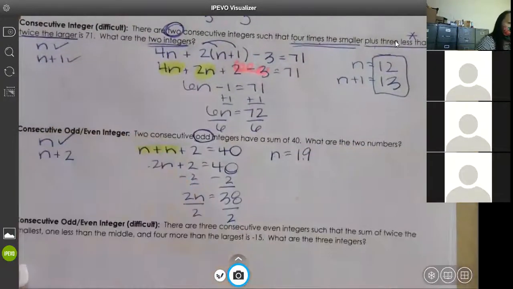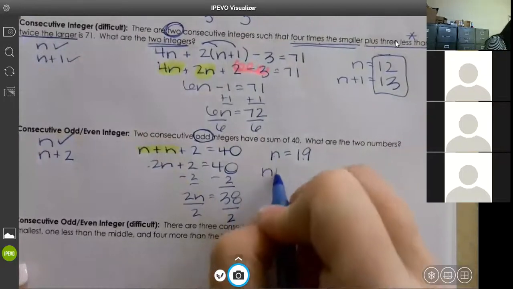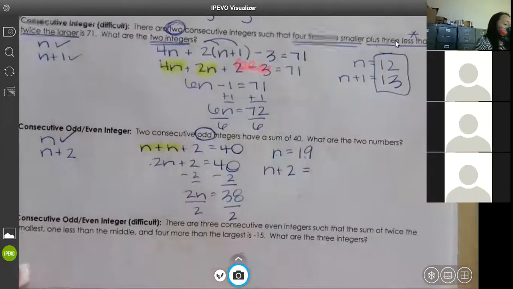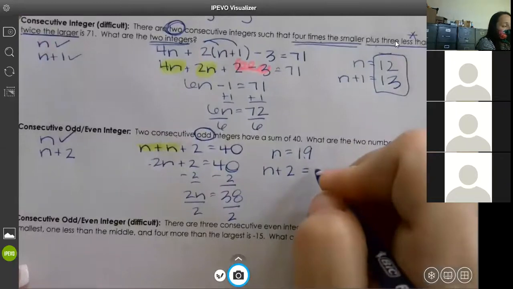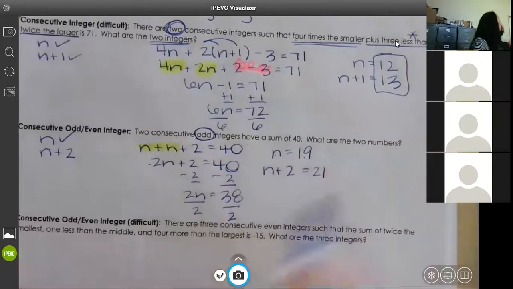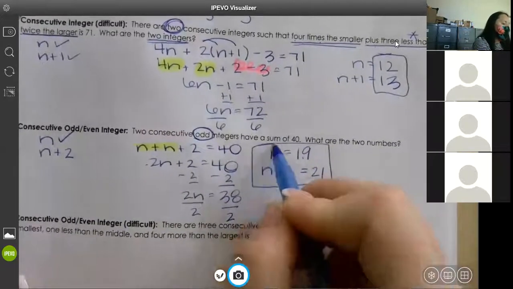So we got N. Now we need to do N plus 2. So it would be 21. Remember, they got to be odd. So 20 would be even. We want to skip it and go to the next one. Perfect.